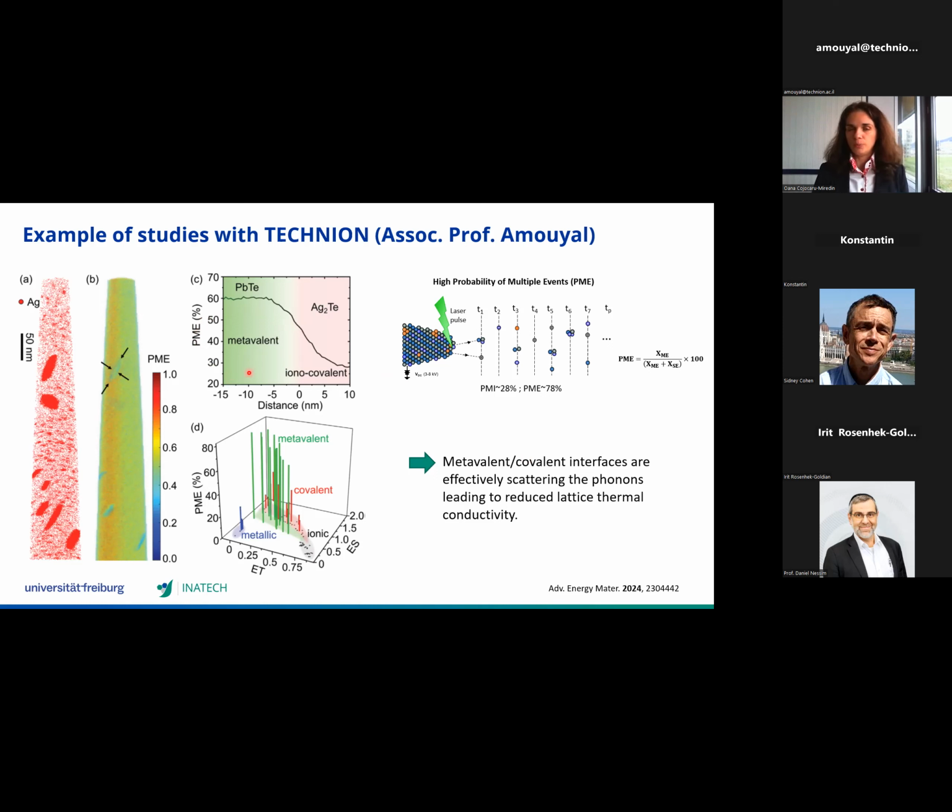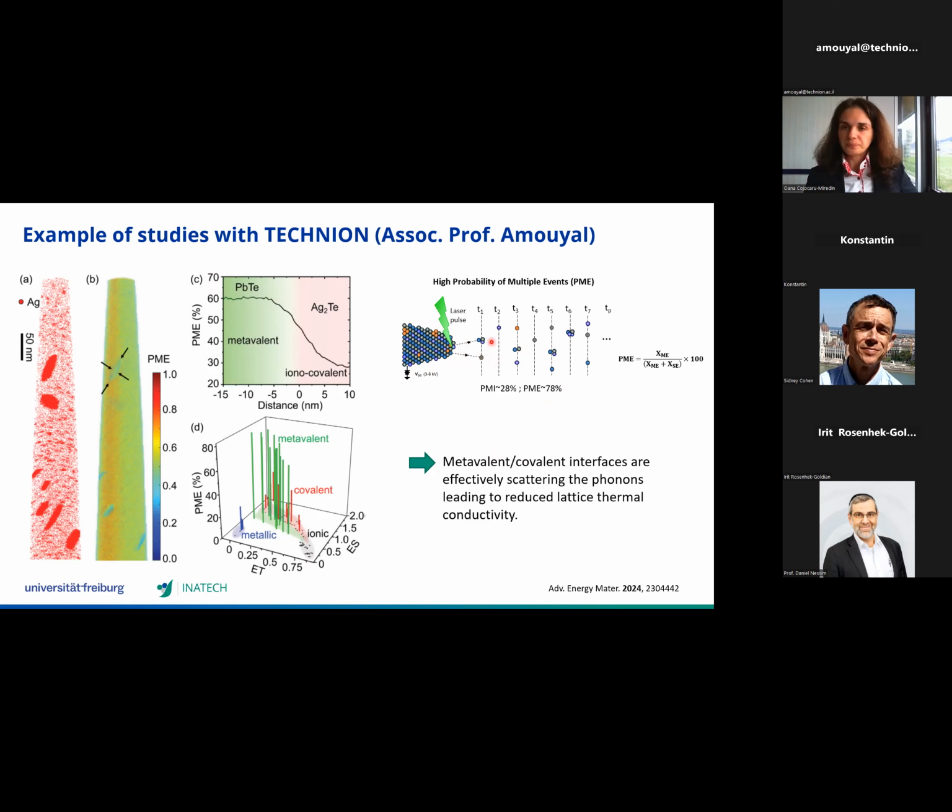But how can the atom probe probe this bonding? Basically, in the atom probe experiments, we want to break the bonds and take out the atoms from the surface of a tip. So in principle, with the atom probe, we have bond-breaking experiments. And we can look at how the bond breaking takes place for different materials. And we did so. For example, if we take lead telluride, a sample containing lead telluride material, we have a very high probability of multiple events.